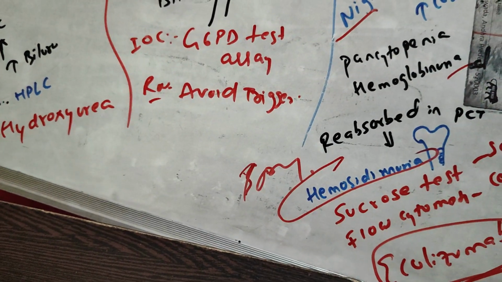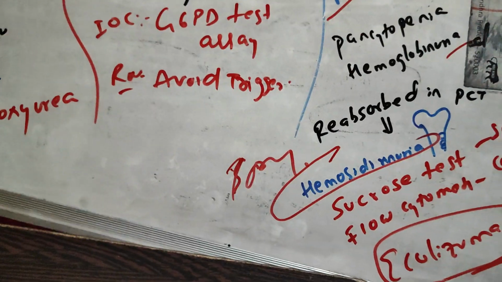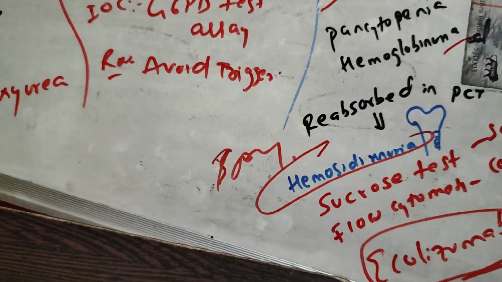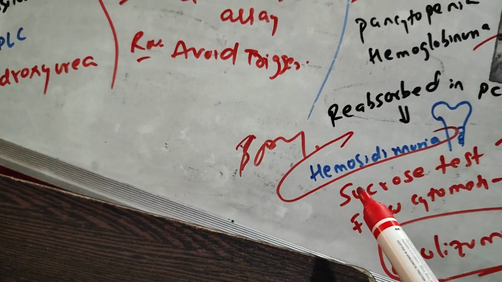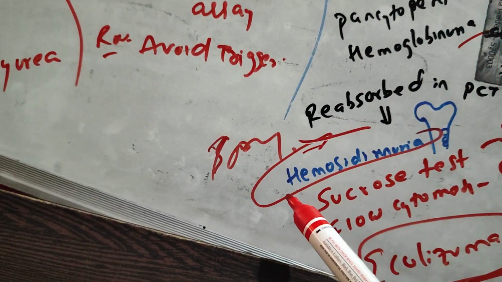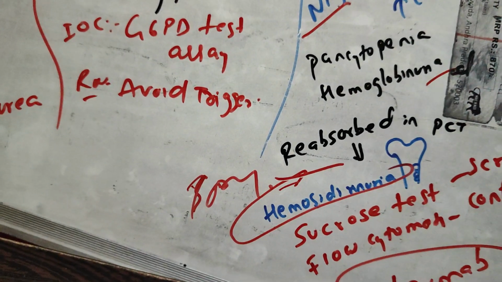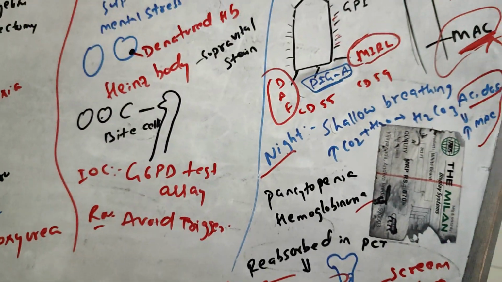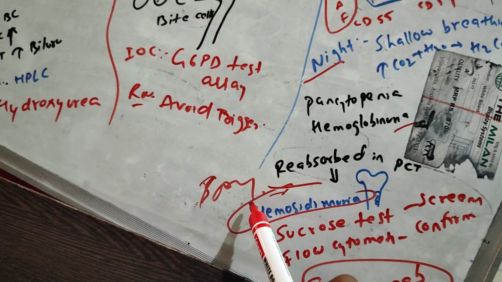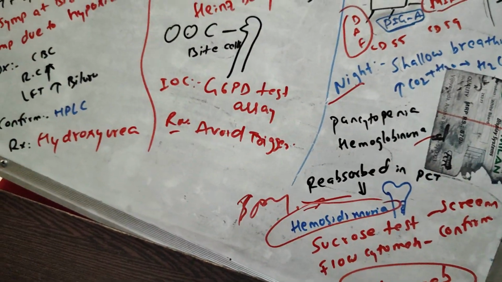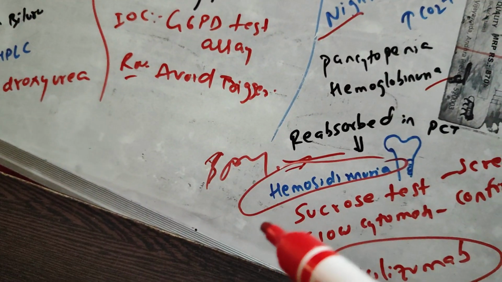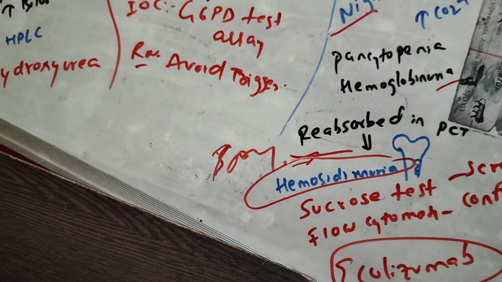we can't diagnose hemosideruria early. See here, if you find hemosideruria in a patient, it means the patient is already having PNH since 3 months. Okay, got it? The patient has had PNH for 3 months, 3 months before only.